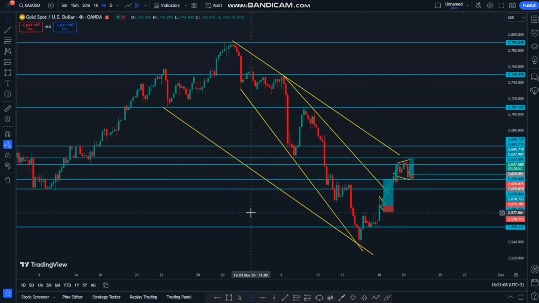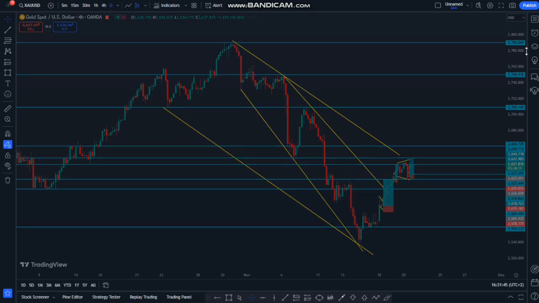So for you to trade gold, you must understand the market direction, and you must also understand price. It reacts at the previous price, which can be a support or a resistance, and it respects the market structure. Let's go to daily time frame.